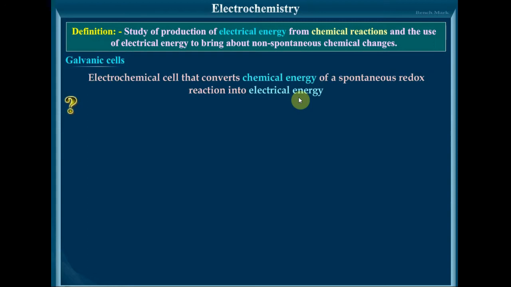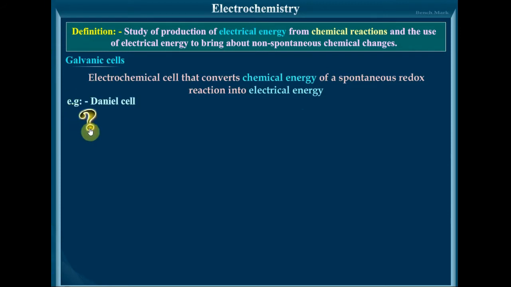So this is an example of an indirect redox reaction, and the decrease in free energy during the process is made to appear as electrical energy. An indirect redox reaction is such that reduction and oxidation, as I've told you earlier, take place in two different vessels. So we'll go to the diagram of the galvanic cell.